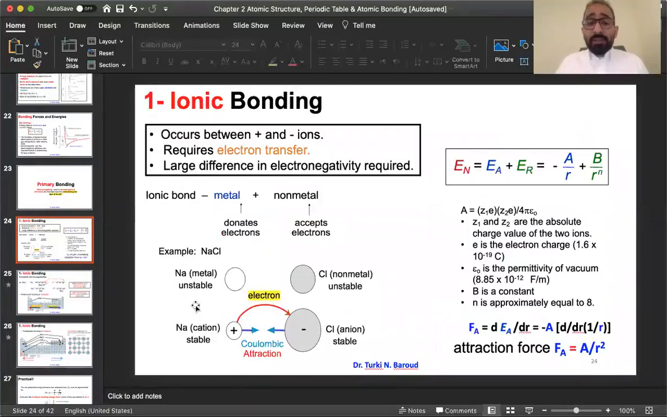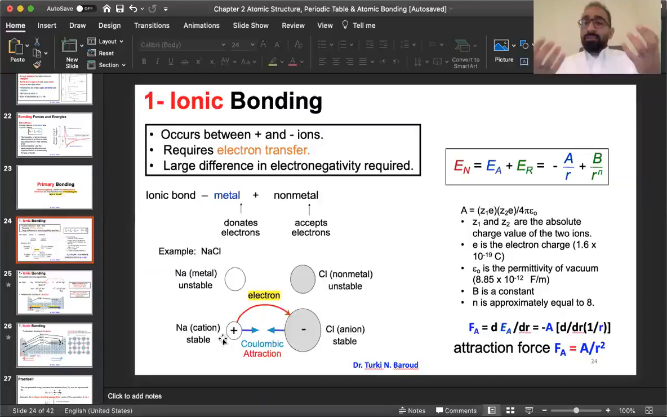Now, what's going to happen if the sodium that's unstable gives up the electron? The sodium becomes a positive ion, and then the chlorine will accept that electron and become negative. Here we have giving and acceptance. There is no sharing, only giving and acceptance. So now that electron does not belong to the sodium anymore. Now it belongs to the chlorine.